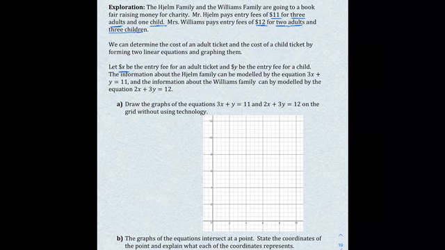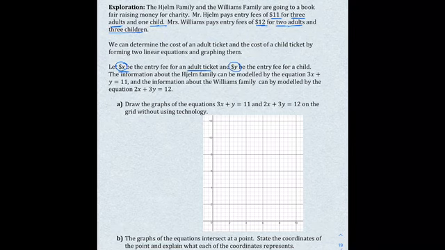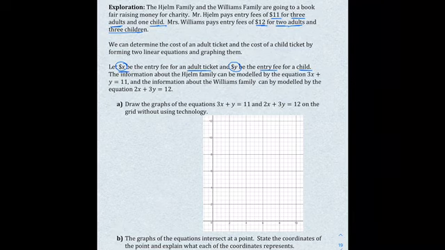We're going to let X be the entry fee for an adult, the cost, X dollars is the entry fee for an adult, and Y dollars would be the entry fee for 1 child. So let's break this down. If we look at Mr. Helm, we don't even need to be given the equation because we know that Mr. Helm is paying a total of $11, and for 3 adults, for every adult he pays X dollars, right?